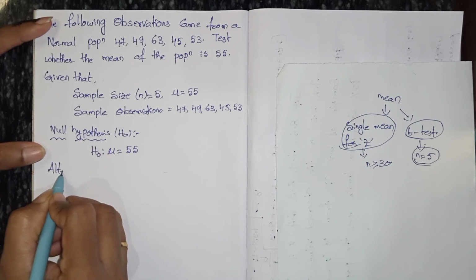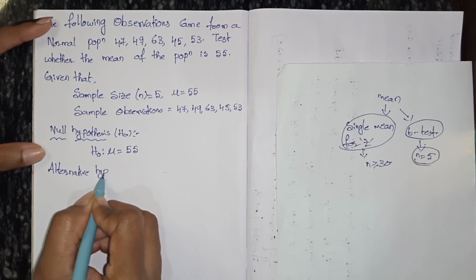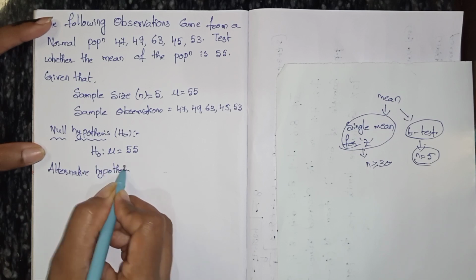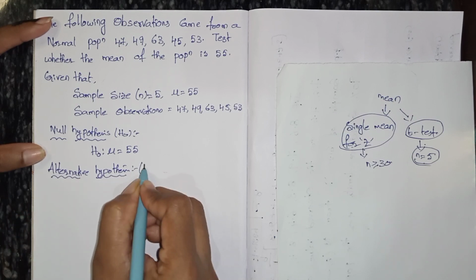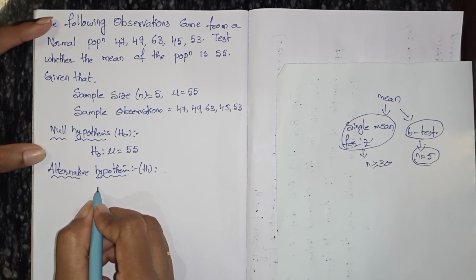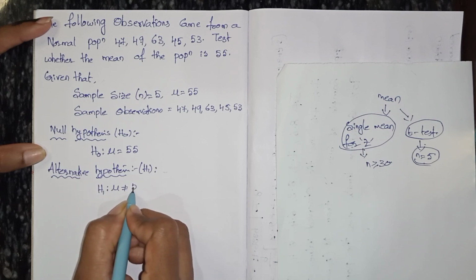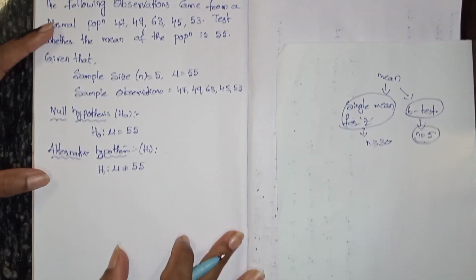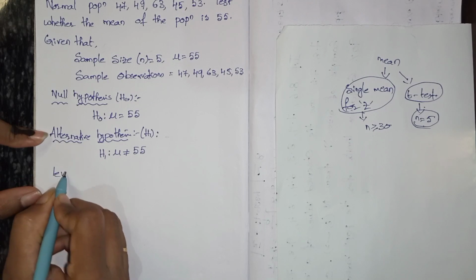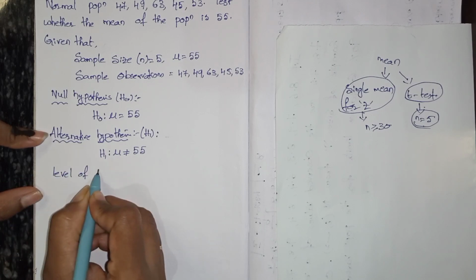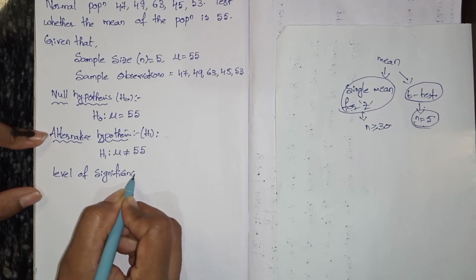Next, alternative hypothesis. Alternative hypothesis H1 such that mu not equals 55. Okay, so next is level of significance. Next step is level of significance.